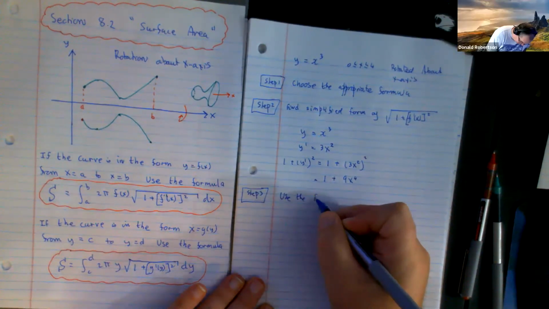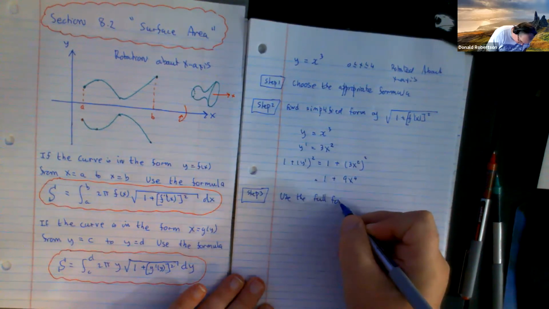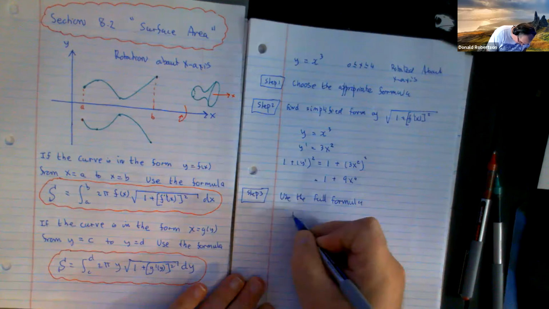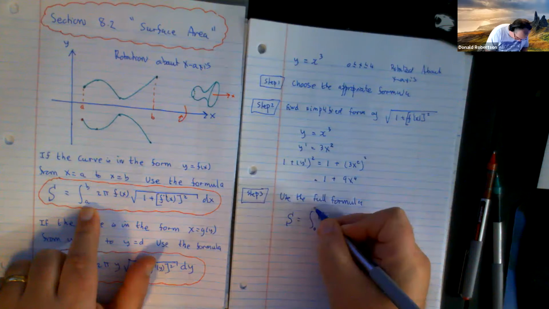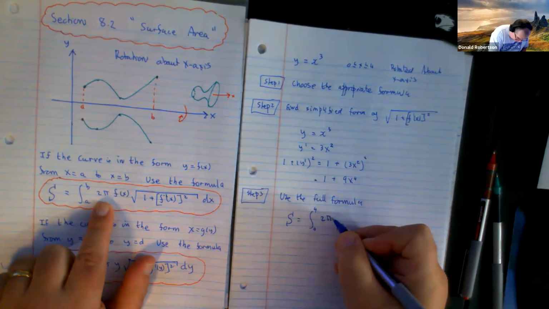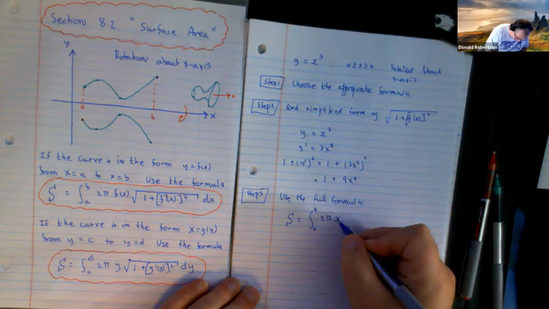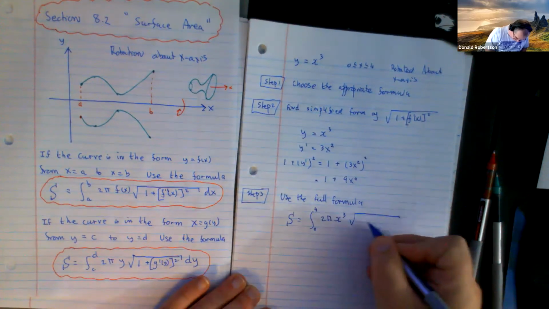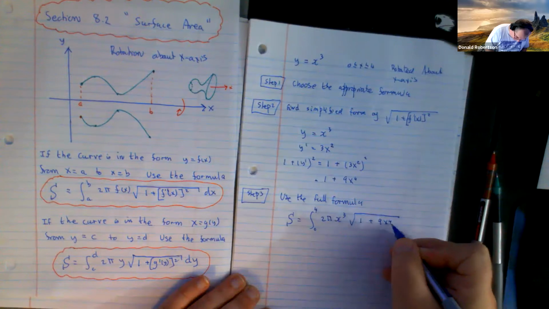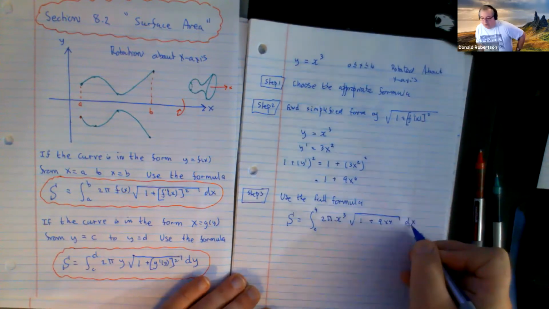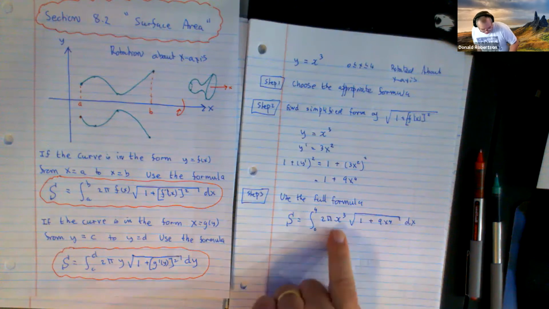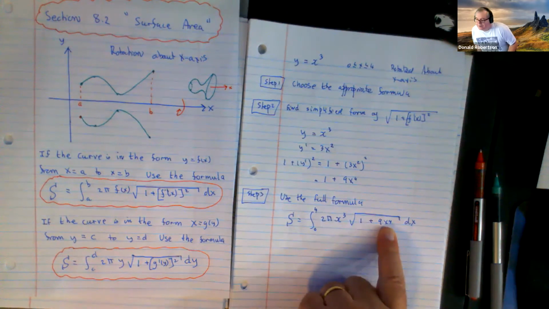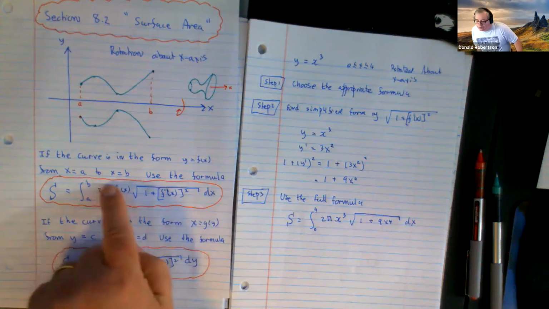Use the full formula. So the surface area of this shape is going to be the integral from 0 to 4, 2 pi f of x, which in this case is x cubed, and the square root of 1 plus the derivative squared dx. Can I pause there? Are you comfortable about where all the pieces are fitting right now, where they're all coming from? You happy where this guy's coming from, where this guy's coming from, right? And that I'm using the top formula.